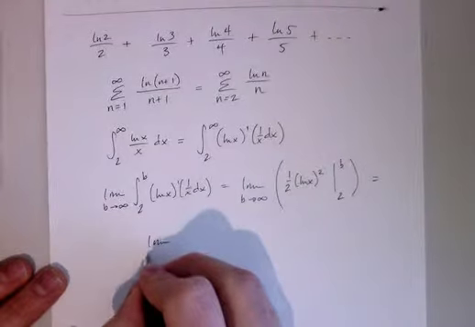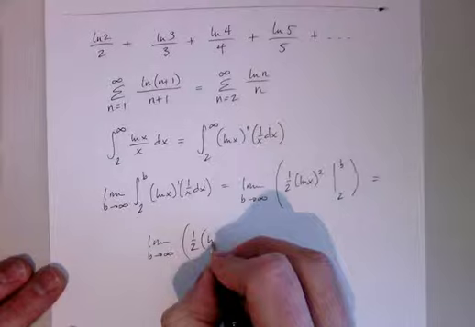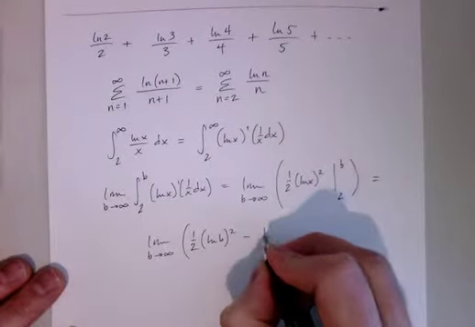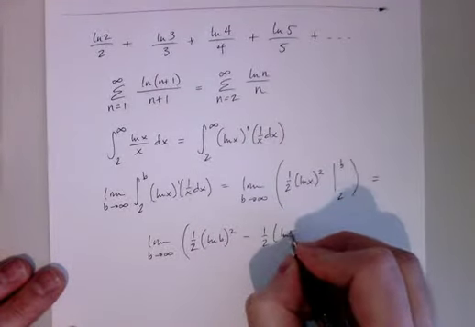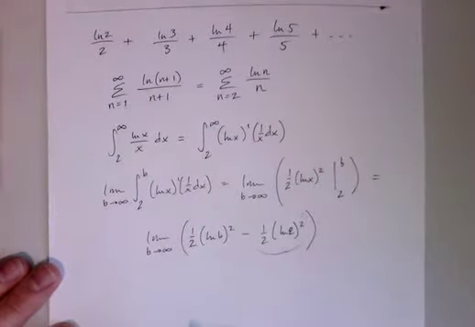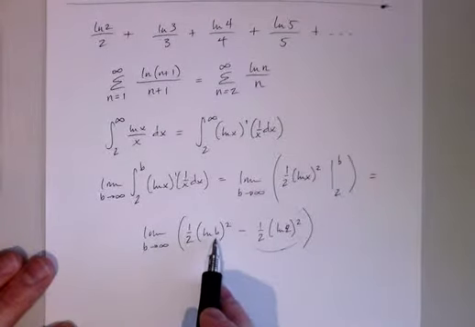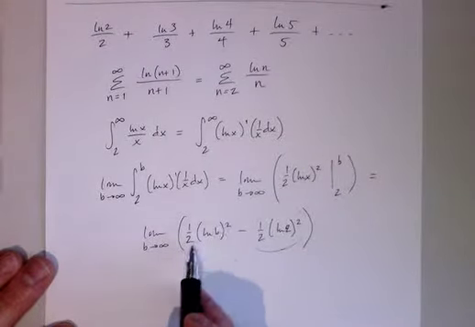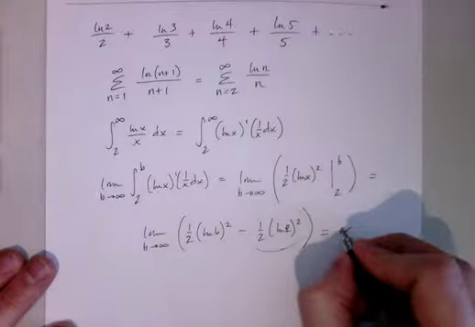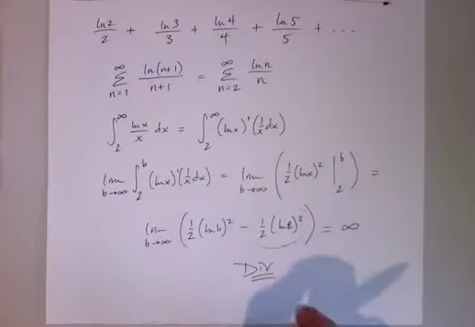So the limit as b goes to infinity of 1/2 natural log b squared minus 1/2 natural log 2 squared. Well, this is a finite number right here. But again, as b goes to infinity, natural log b goes to infinity. It goes slower, but it still goes to infinity. And its squared just makes it a little bit more aggressive, so this actually goes to infinity. It diverges, and therefore the original series diverges by the integral test.